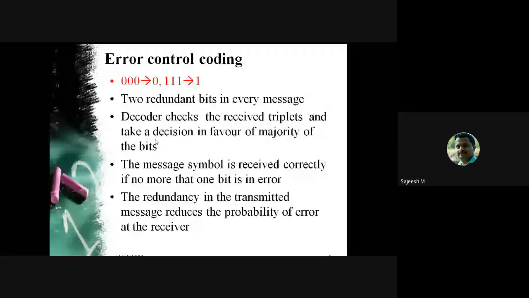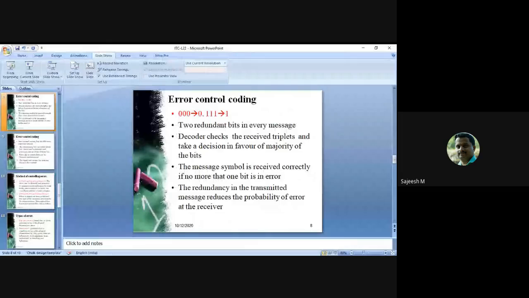Then can anyone say what is the chance of error detection here? Is there any chance of error detection? Please, someone say.